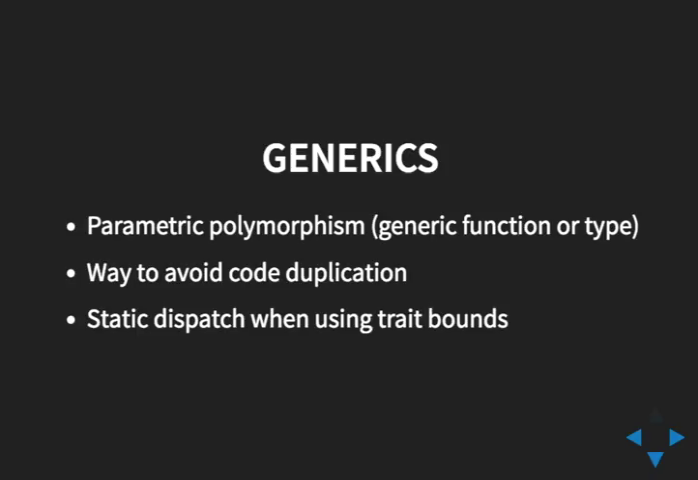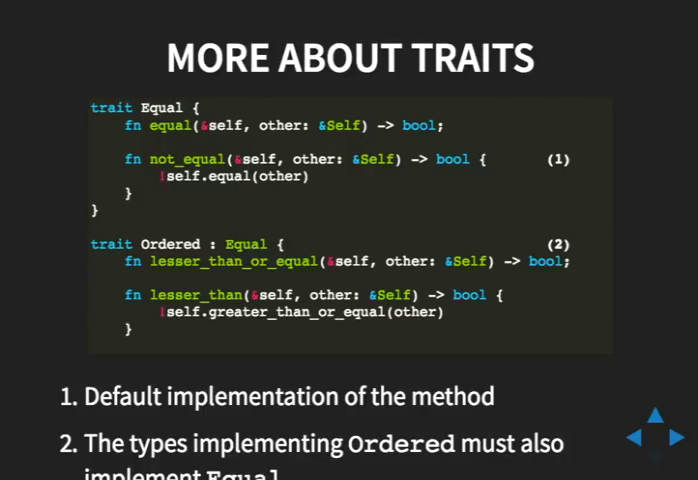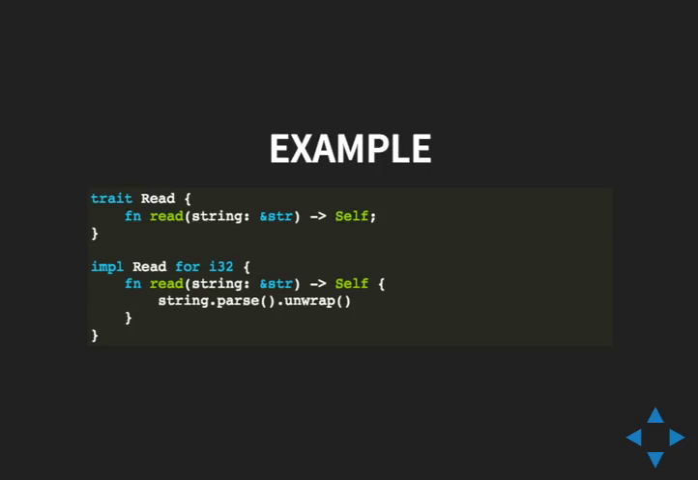Okay, let's move on to another topic. Yeah? We didn't see how these are used. How is Read used for an integer? Okay, you could just call, for instance, well, here it's a bit special because it's an associated function instead of a method because it doesn't take self as a parameter. So you will do Read::read, which is the name of the method, and a string, and you'll get an integer as a result.